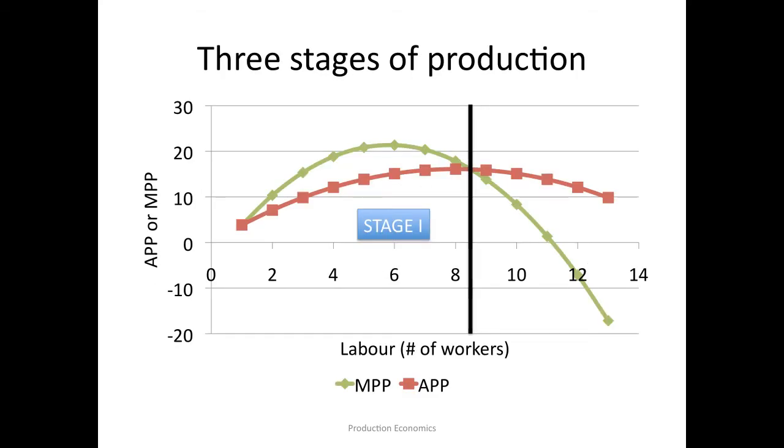This is the same graph that we showed before, and we can actually use it to illustrate the boundary between stage 2 and stage 3. That happens when marginal physical product crosses the 0 axis, as illustrated with that second black vertical line, and we can denote this as stage 2. So stage 2 is the region of input use between where average physical product and marginal physical product cross, and where marginal physical product becomes 0.